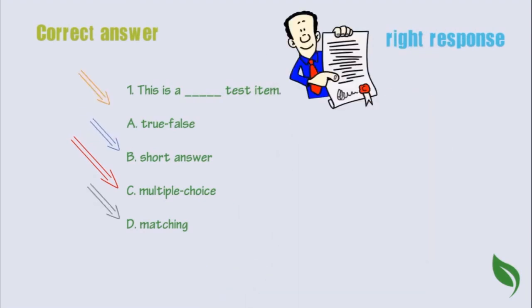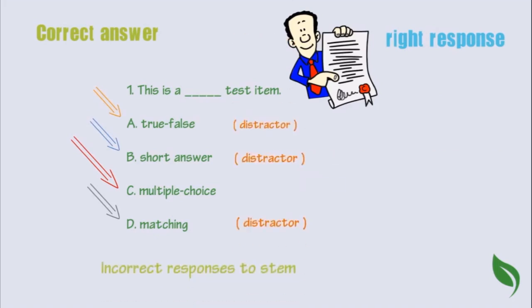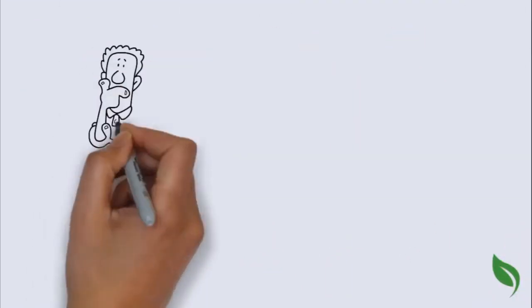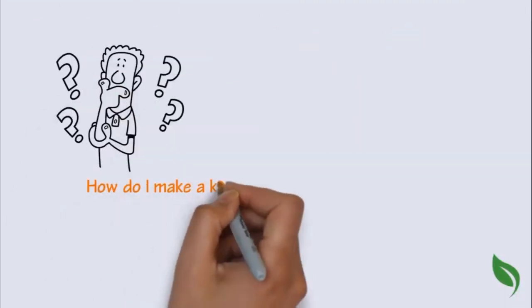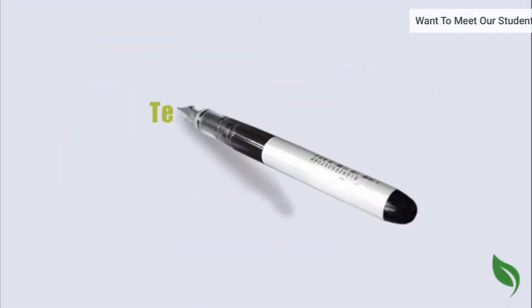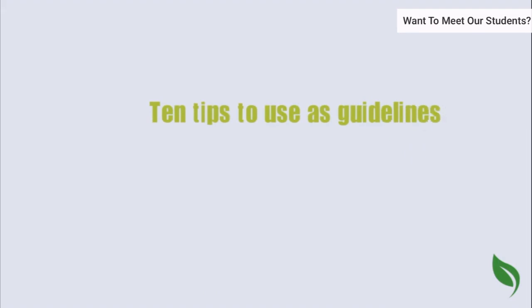While the rest are called distractors. They are incorrect responses to the stem and serve to throw off the unprepared test taker. Great, you may be wondering, but how do I make a killer multiple choice question? Here are 10 tips to use as guidelines.